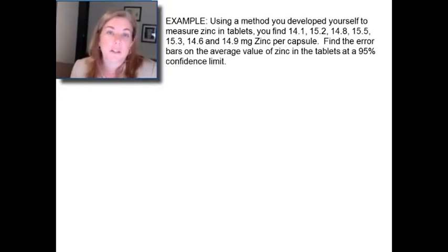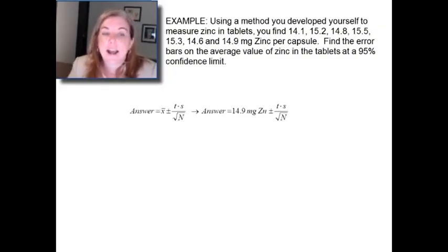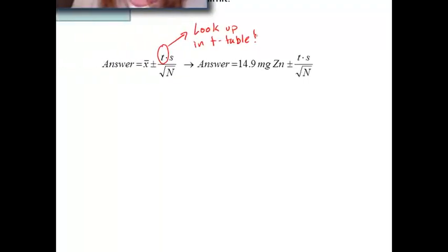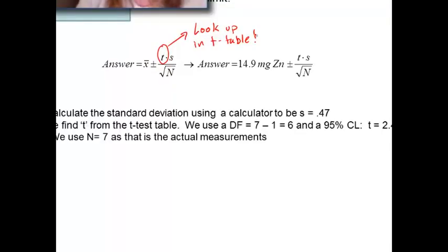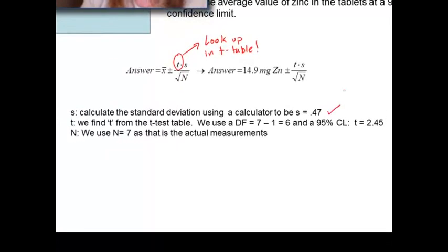So the first thing you're going to do is calculate the average and the standard deviation. Remember, the standard deviation, or s, is an important part of that formula. To get this, you're going to say average plus or minus t, where t is the number we're going to look up in the t-table. And to get my error bars, I have to look up t and divide by the square root of n. So we calculated the standard deviation to be 0.47.